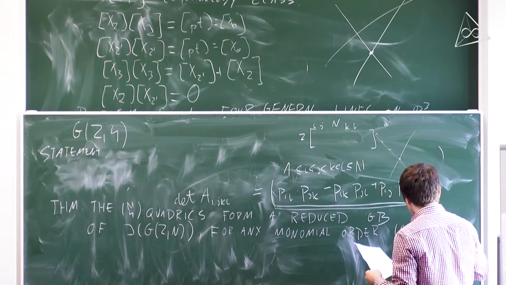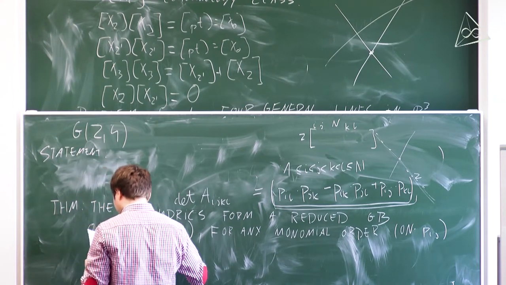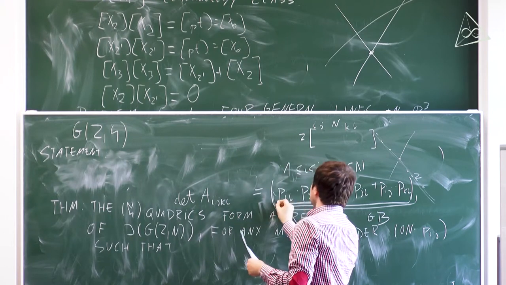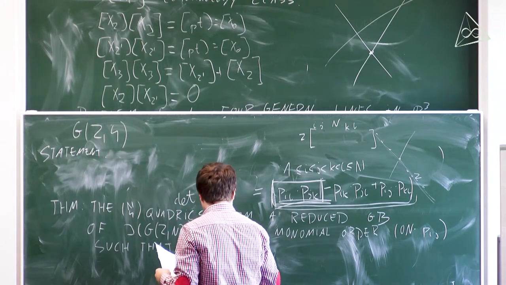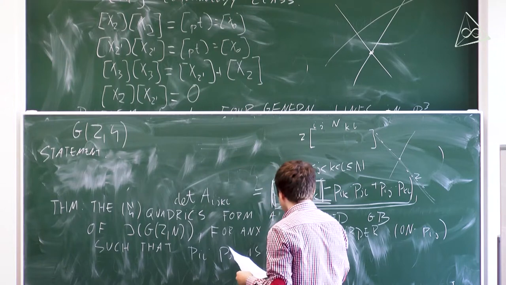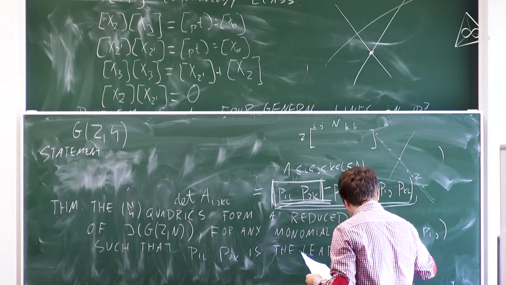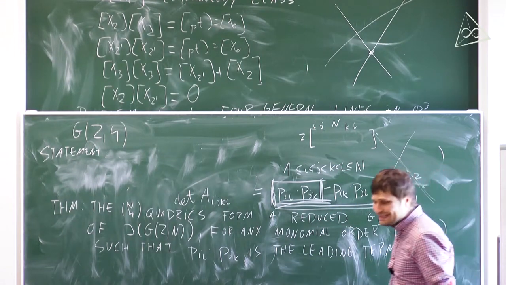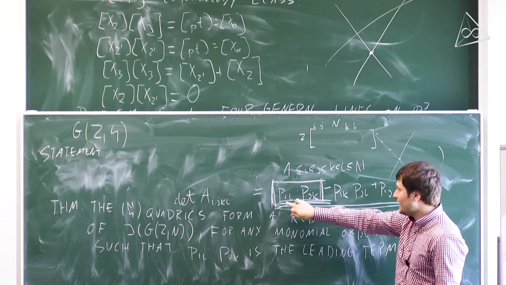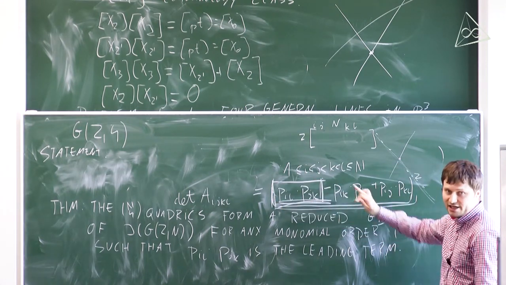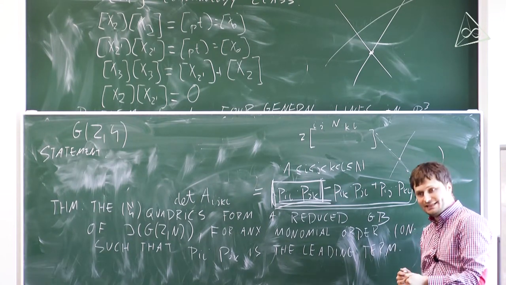On P_IJ's, such that this is the leading term, P_IL times P_JKL is the leading term. Okay? So is the statement understandable? If you fix an order on the variables such that for any quadratic this is the leading term, then these quadratics form a reduced Gröbner basis of the ideal of the Grassmannian.